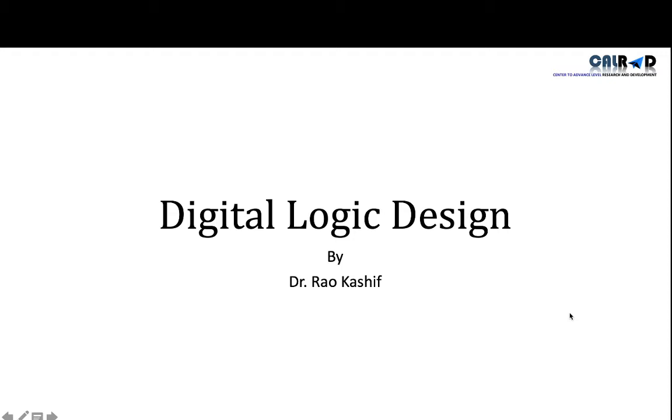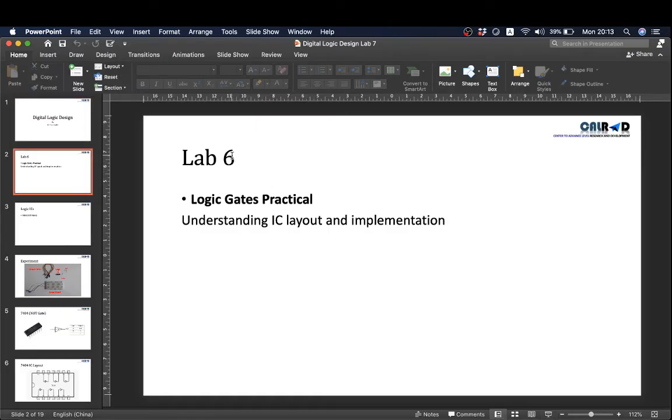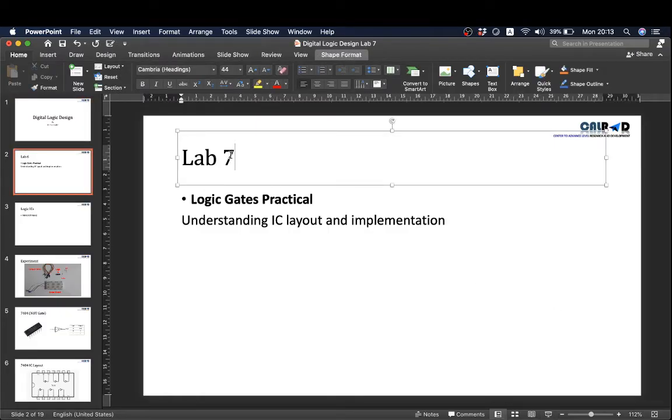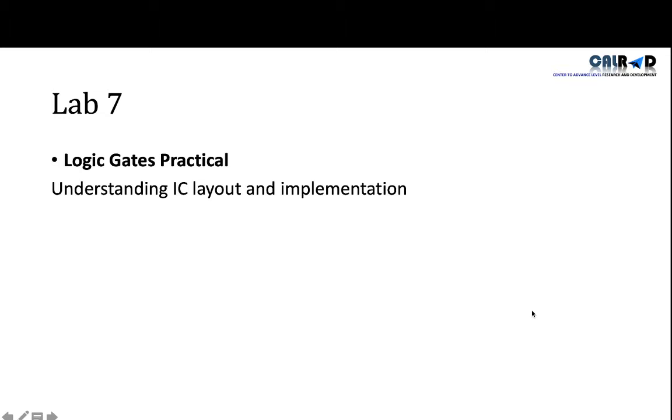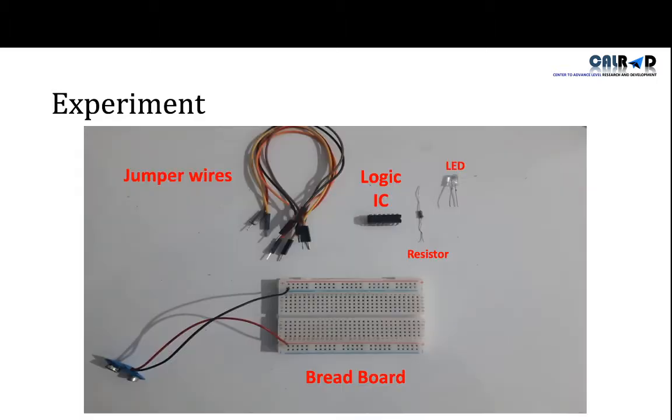Today is our 7th lab and we will continue. Sorry, this was a mistake, it's our 7th lab. So we will continue our logic gate practical, and the IC which we will talk about today is the NOT gate IC, and the number of that IC is 7404. So let's start.